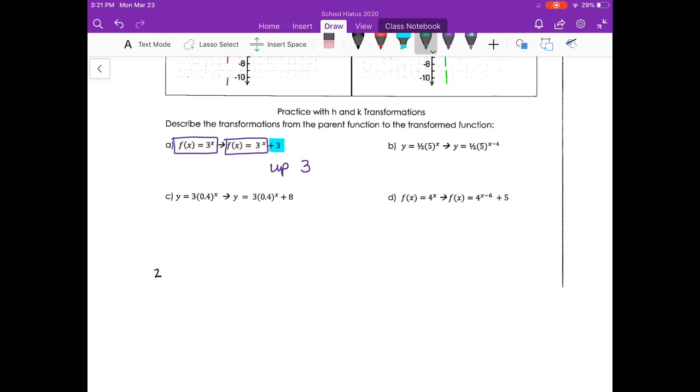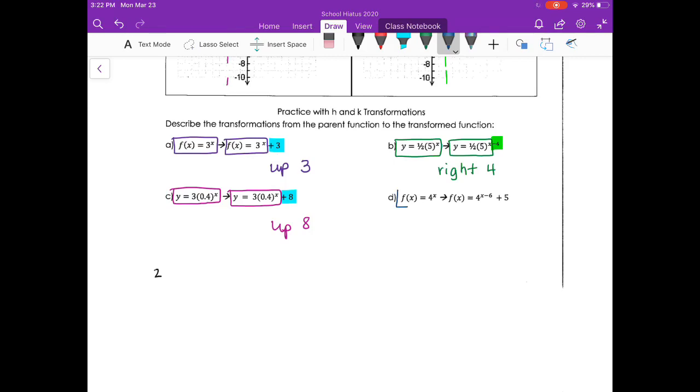For the next equation, y equals 1/2 times 5 to the x, the transformed equation, y equals 1/2 times 5 to the x minus 4, has a 4 with the exponent up top. This will shift our graph to the right 4 units. The next equation, y equals 3 times 0.4 to the x, is transformed by adding a positive 8 to the end of the equation. This will shift our graph up 8 units.